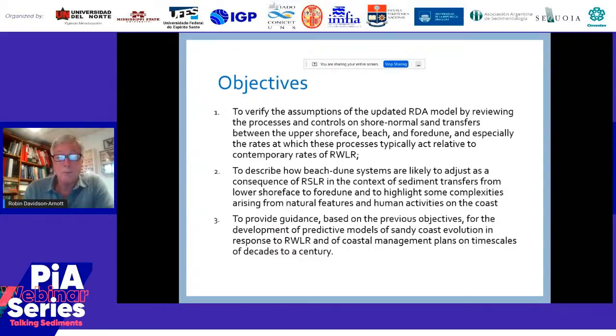So this is the objective of the paper, and part of what I want to show at the end of it is that the new model can be used to guide the development of predictive models of sandy coast evolution.